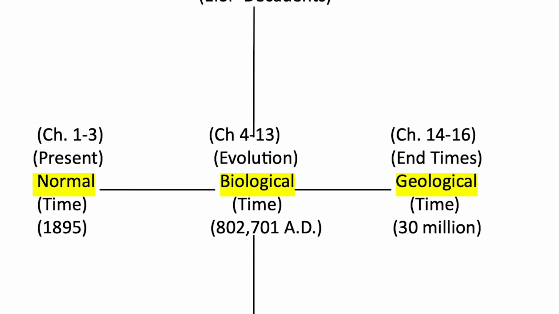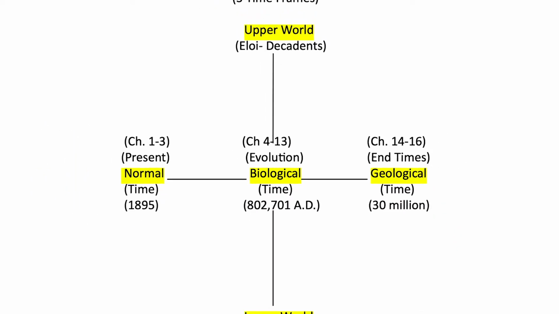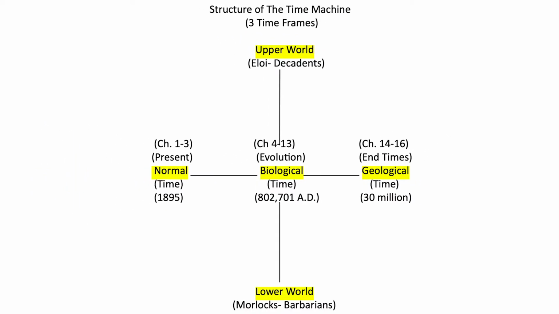So obviously geological time is happening throughout, biological time is happening throughout, but Wells has really a genius here in which he is teaching the reader about these different time frames that are going on that most people would not usually be conscious of. So we have three different time periods here: normal, biological, and geological.